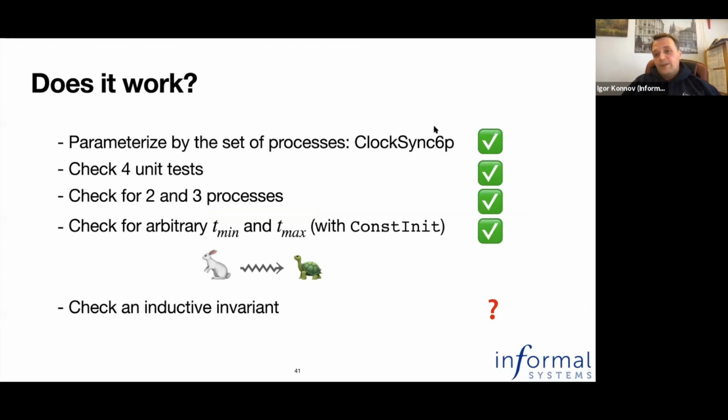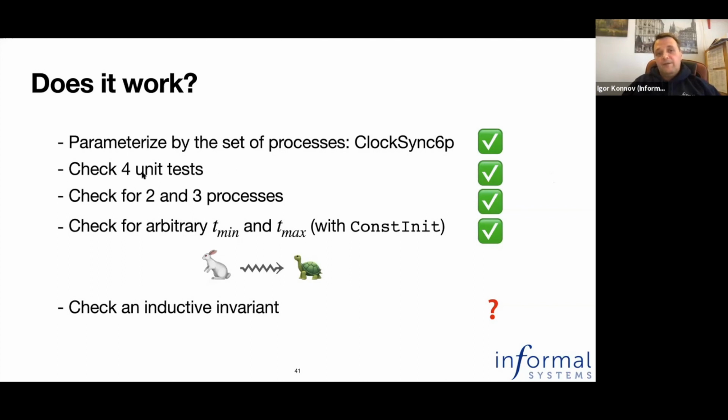When you run Apalache, you still have to fix your set of processes. You cannot say, I check the specification for an arbitrary set. You still have to put some bounds. But the specification itself is actually not fixed for this set of processes. So you can use a prover, for instance, the TLAPS proof system to reason about the specification.